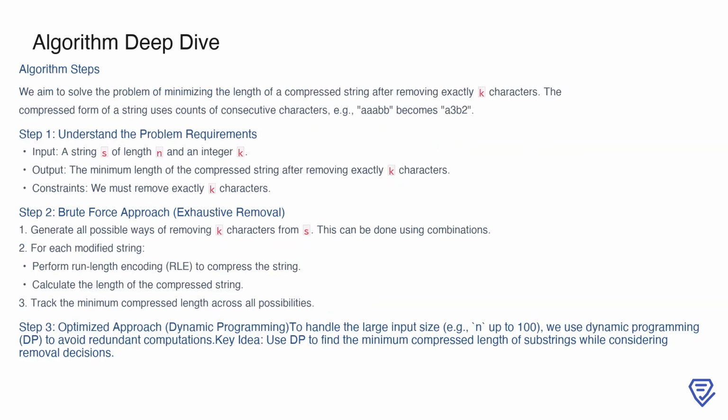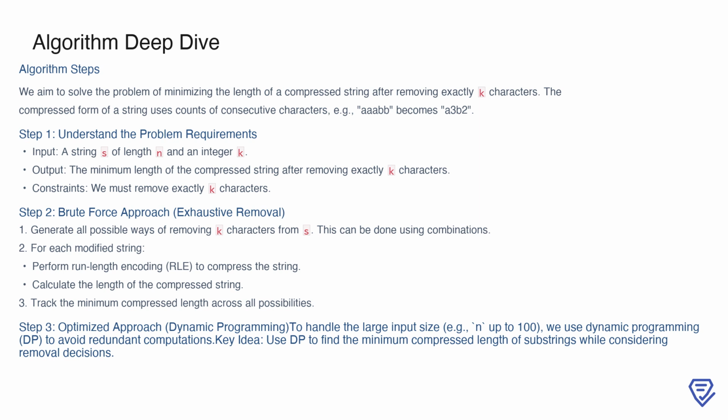In this problem, we aim to minimize the length of a string after compression, specifically when we are allowed to remove exactly k characters from the string. The compressed form of a string is created using run-length encoding, where consecutive characters are represented by their count. For example, the string AAABB becomes A3B2.